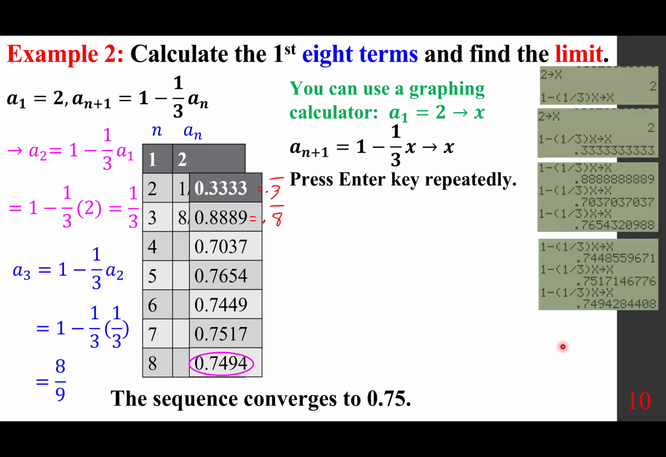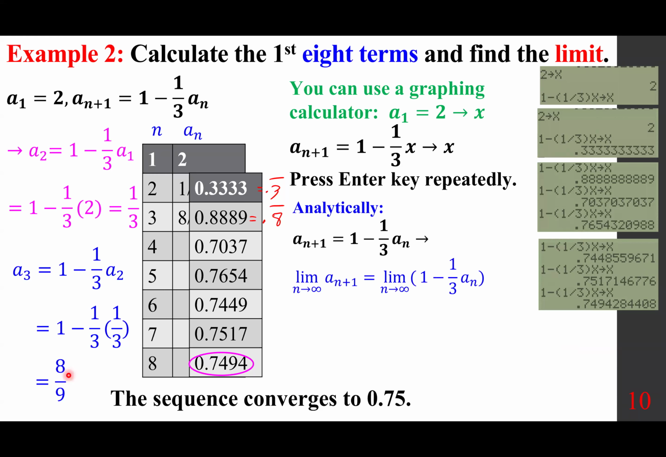But can we prove this algebraically? And that's what we did with the last question of the previous section when I proved that it's A over K. So here's the analytical method. Analytically, we know this says A sub n plus 1 is 1 minus 1/3 A sub n. That's what they've given us. So let's take a limit of both sides. Limit of the left equals the limit of the right.